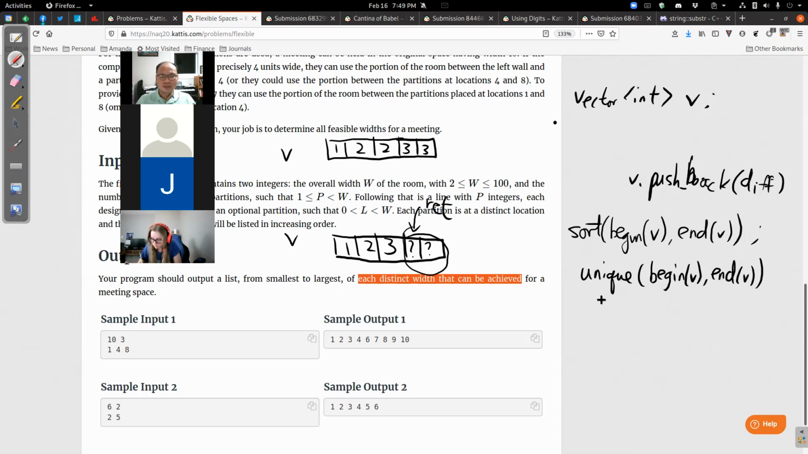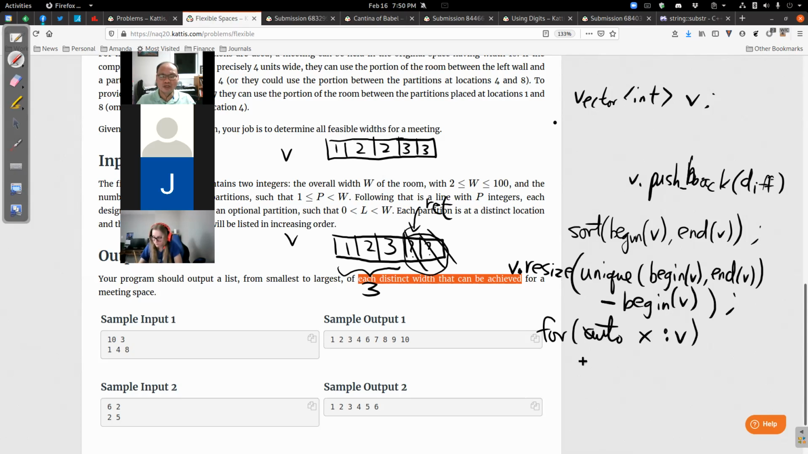So what you do is you subtract begin of v from what is returned from unique, and that will give you the number of elements that are unique. And then you do v.resize, and that will resize the array so that it's really containing only the unique elements. And then after that, you can print everything the same way: for auto x colon v, cout x with space or something like that.